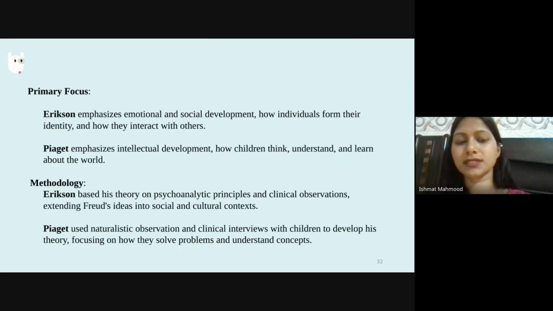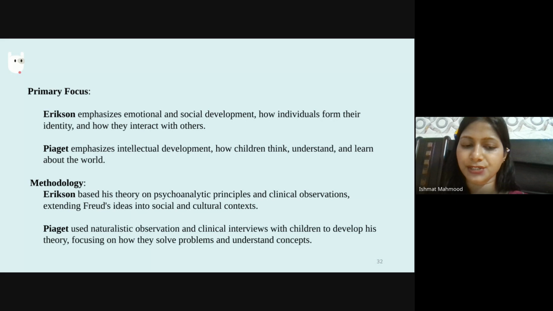Again, primary focus Erikson का था emotional and social development, Piaget का was intellectual development, and methodology क्या थी, based on theories of psychoanalytical principle, जो कि extended Freud's idea into social and cultural context. And in Piaget's, use naturalistic observation, as we have talked about it, and clinical interviews with children to develop his theories, focusing on how they solve problems and understand concepts.